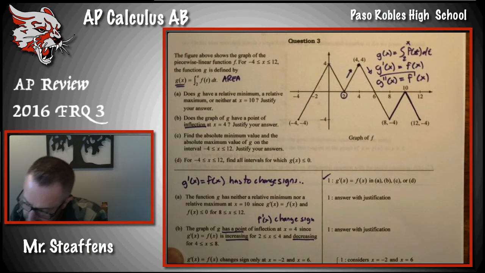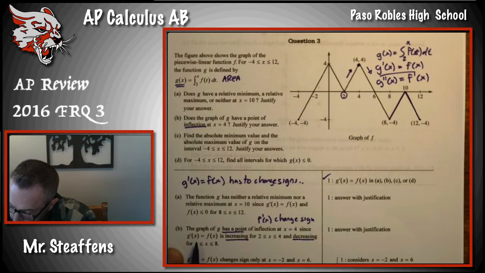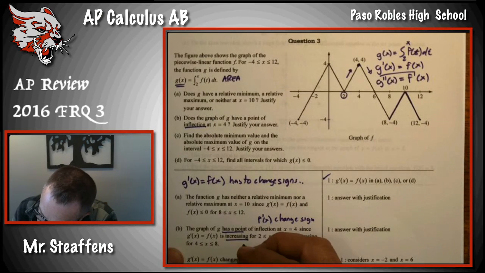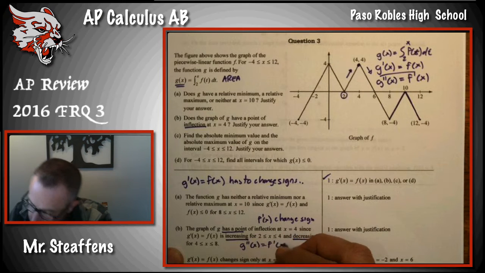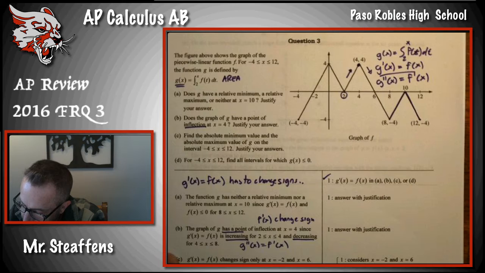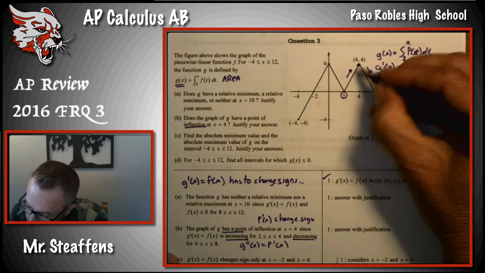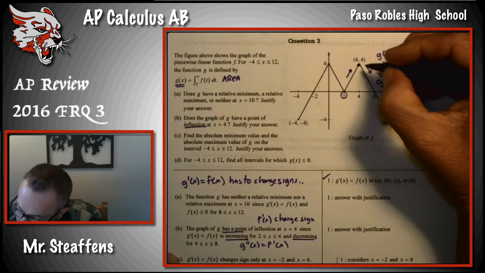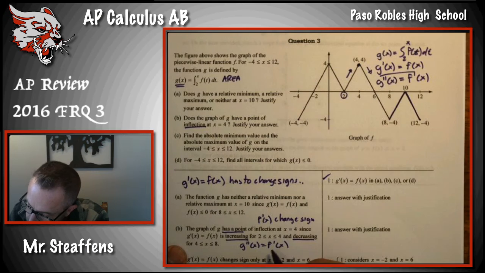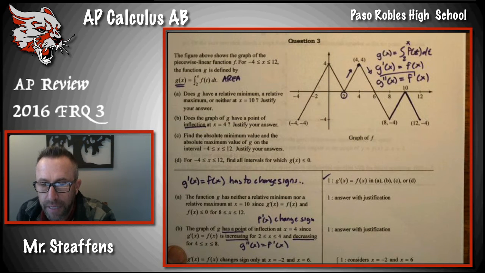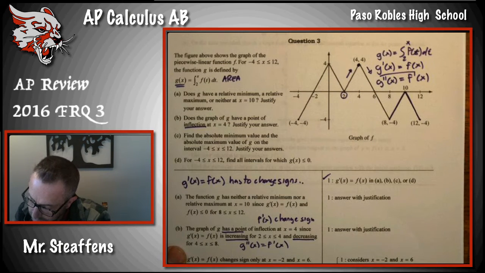Cool. Why does it say f prime? That seems odd. I think it should be g double prime of x equals f prime of x is changing. So f of x is increasing. That means that the derivative is positive. And then f of x is decreasing. That means the derivative is negative. And that's what's happening at that point.